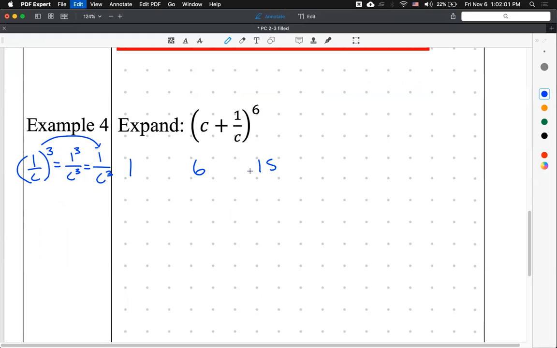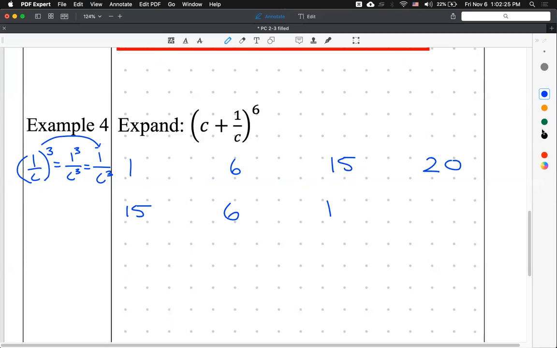I'm going to do 2 lines of an equation. 1, 6, 15, 20, and then it goes backwards. So 15, 6, and then 1. So there's 1, 2, 3, 4, 5, 6, 7 terms, which makes sense, right? Because when it's to the power of 2, it was 3 terms. It's always 1 more than this number of terms. Okay, we have our coefficients set up.